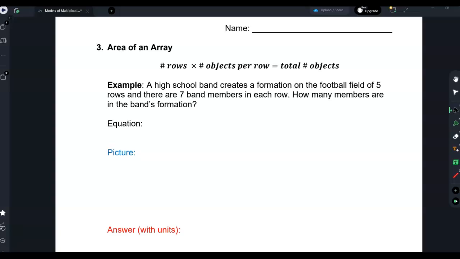So remember that our rows go horizontally, right? They go across, versus columns go vertically, right? Columns go up and down. So it is the common practice that we would use rows to describe the equation that's happening when we use this model. So this is really similar to the setup equation that we used for repeated sums.